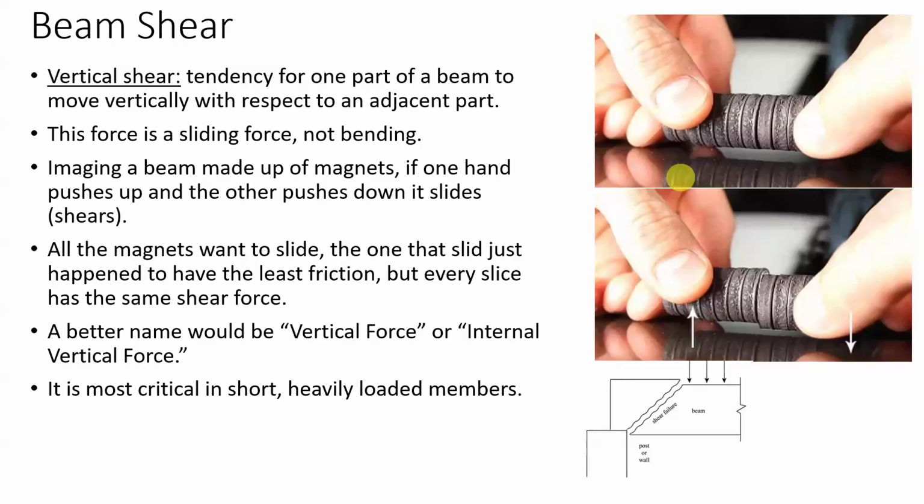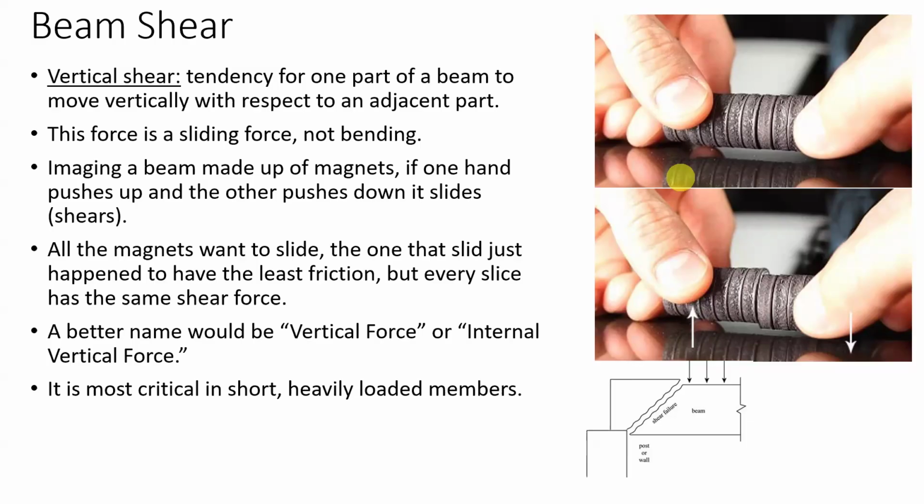And this typically happens in short, heavily loaded beams. The other beams fail in bending. The long, lightly loaded beams, they fail in bending or in deflection. But if I have a very short, heavily loaded beam, it might actually shear. So if I was strong enough and I put enough load on here, I could actually rip this wood, if this was an immovable object and I put enough force onto it, okay?